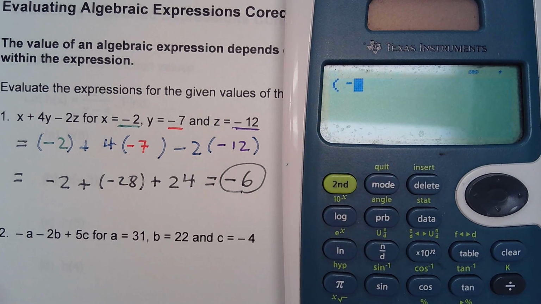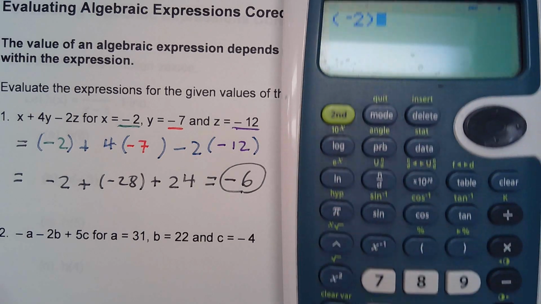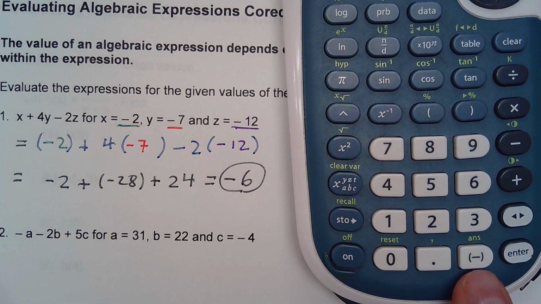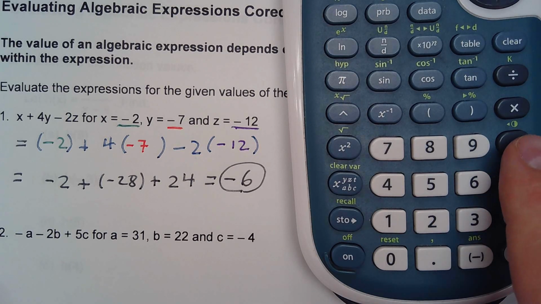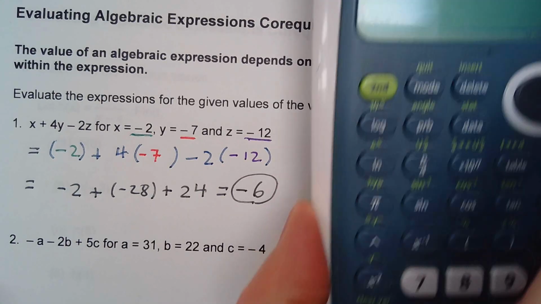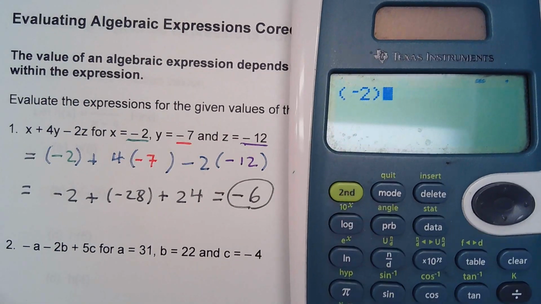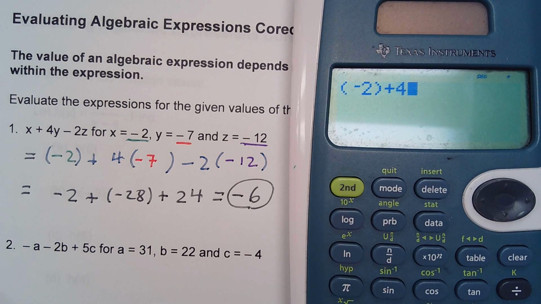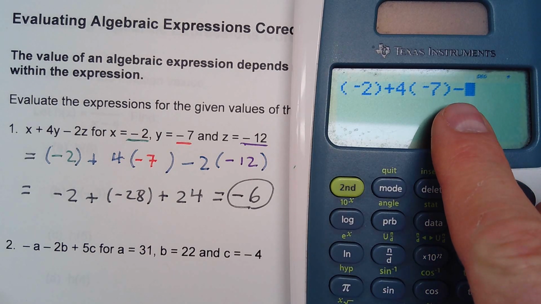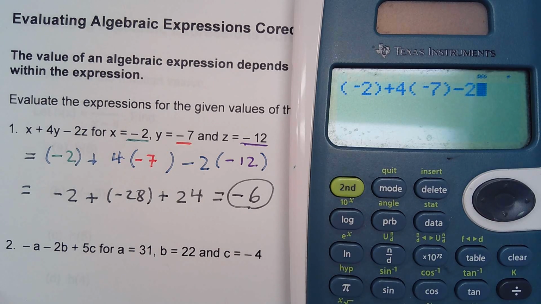So if I just type that first line here in my calculator, now you do have to be a little bit careful. Since that first number is a -2, I do need to use the minus sign down here, the negative sign, not the subtraction. And then I'm going to type plus 4 parentheses -7. Now the subtraction sign, so notice how it's different. Subtraction is a little bit lower than the negative sign. 2 parentheses -12. We hit enter, and we do get -6.